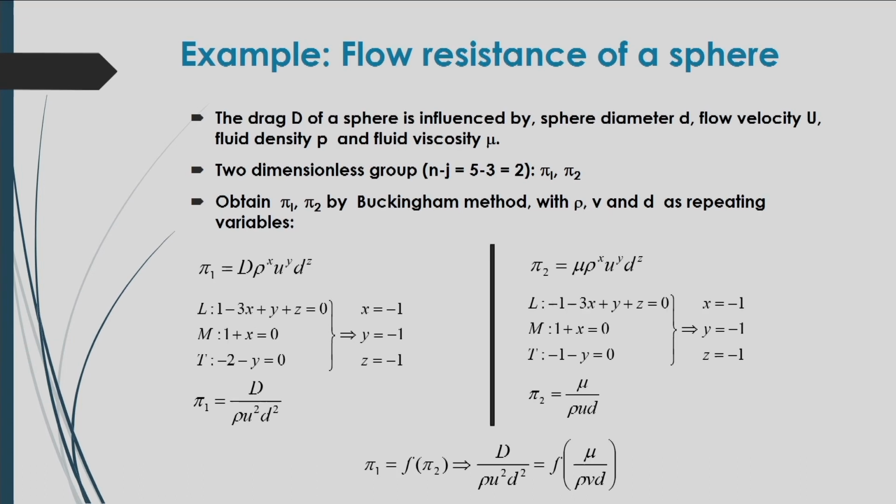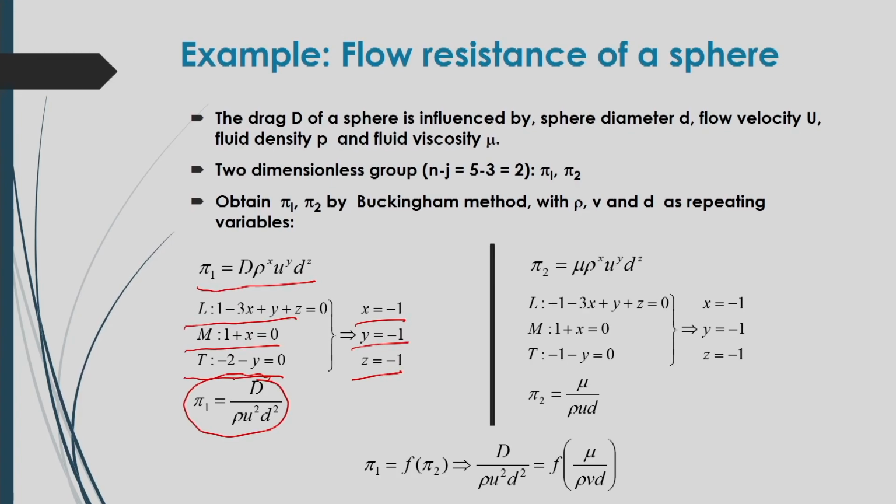If you follow the Buckingham pi method with these variables, you know rho, u, d as repeating variables. You can make pi 1 like this, equalizing the powers of the dimensions on both sides of this equation, based on which you can solve and get the powers as minus 1, minus 1, minus 1, and then pi 1 will be equal to this.